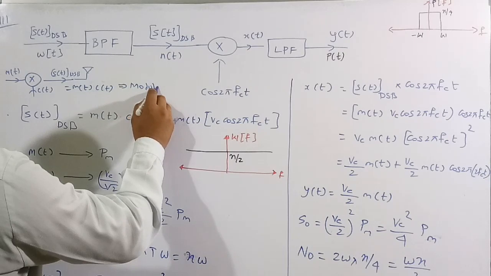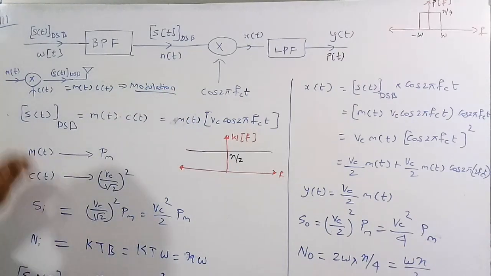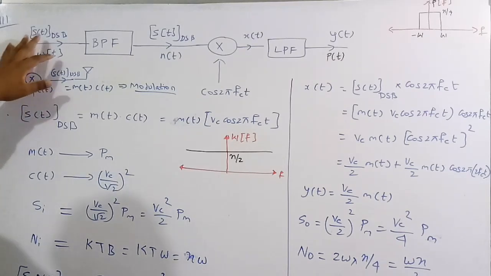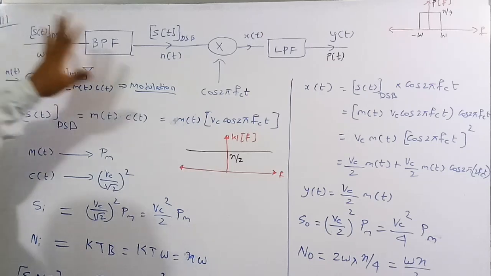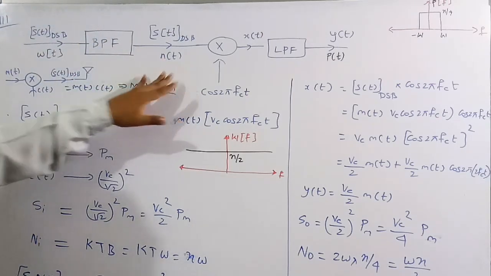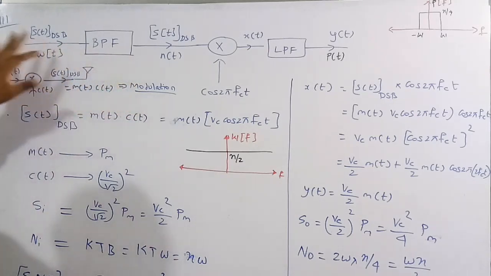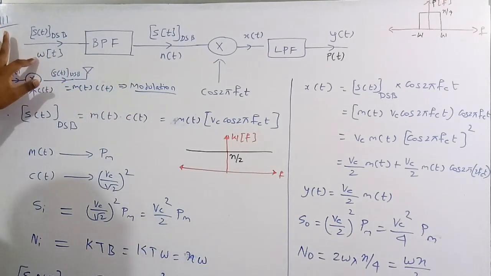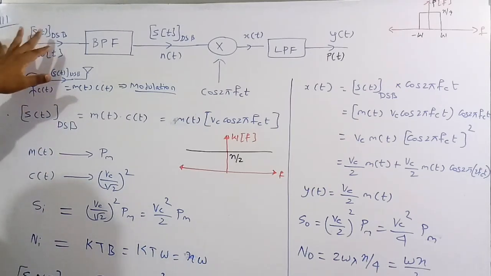Now at the receiver we have to do the demodulation in order to get back the original signal, which is m(t). This is a demodulation circuit. The circuit is placed at the receiver. So s(t) DSB is going to come to the receiver circuit with some amount of noise. w(t) is the noise which is present along with the original signal, s(t) DSB.